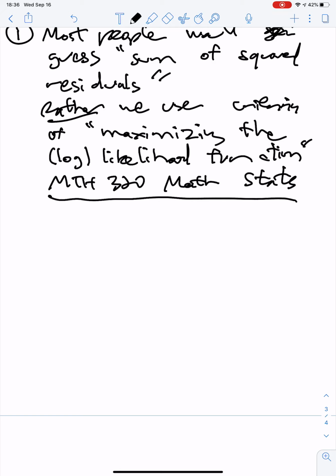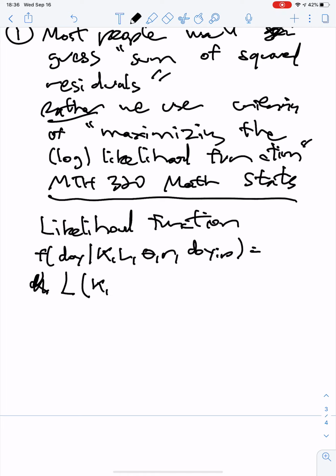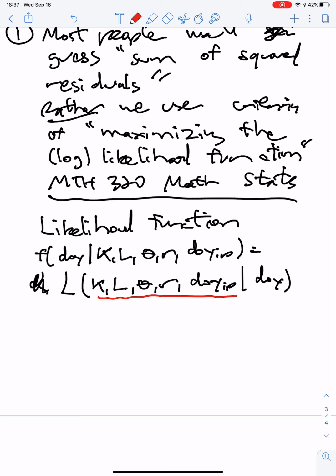But the idea is that you have something called a likelihood function. And what is it? It's f of DOY given those 5 parameters. However, you're gonna re-express it as script L, L of K, theta, R, DOY inflection point, given day of year. Now, I'm not going to go any further than that, but I do want to point out that this is the criteria. We want to find the values of the five parameters that maximize something called the quote-unquote log likelihood function.